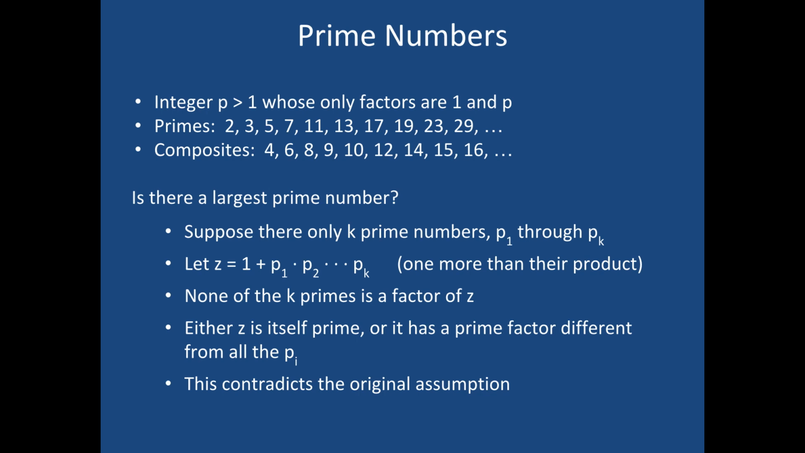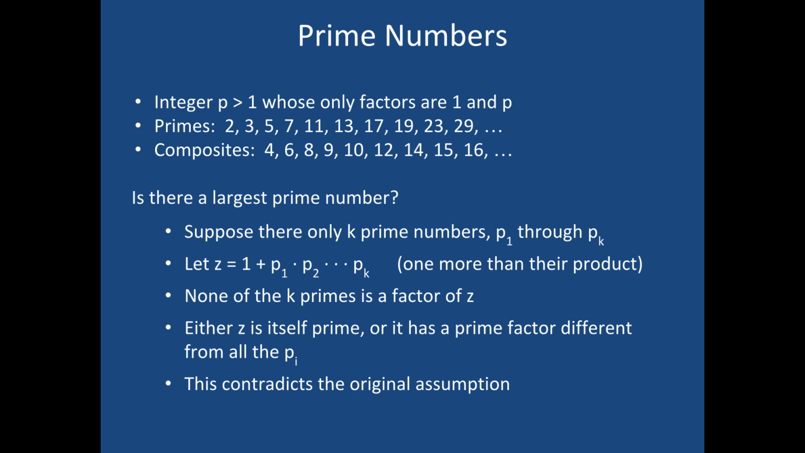The proof is: assume there are only k prime numbers. We'll name them p1 through pk. Then I'm going to multiply all those prime numbers together and add 1. I claim that this number cannot be divided by p1. It's 1 more than a multiple of p1, right? p1 divides this big product here. But if p1 divides a million, it's not going to divide a million and 1. Buy that? Okay? The same thing goes for the other primes. So none of these primes will divide this number right here.